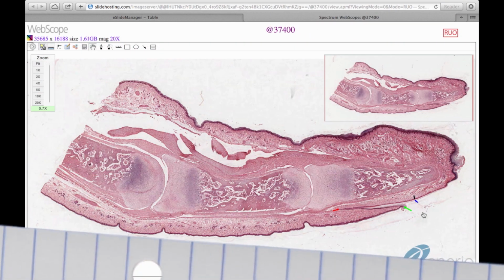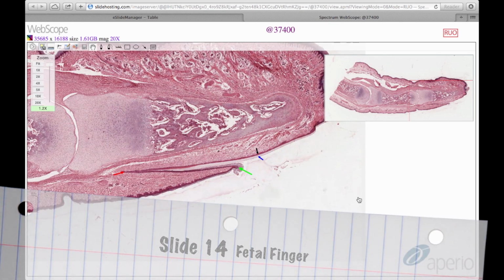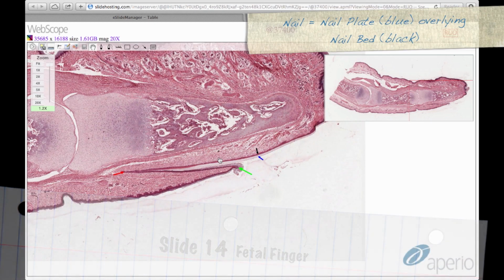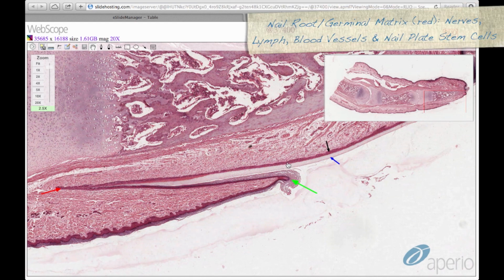Let's finish up by taking a look at slide 14, which is a section of the fetal finger stained with H&E. The nail itself is called the nail plate and is indicated by the blue arrow. The nail plate is directly overlying the nail bed, which is indicated by the black arrow. The proximal part of the nail bed is called the root, or germinal matrix of the nail. It is indicated by the red arrow, and is home to nerves, lymph, blood vessels, and stem cells that give rise to the nail plate itself.